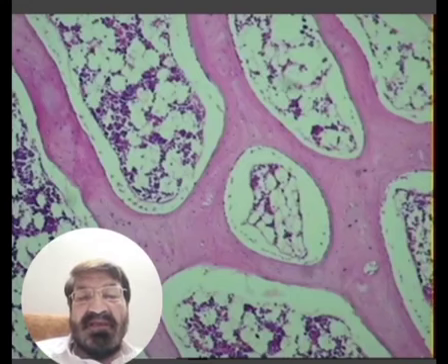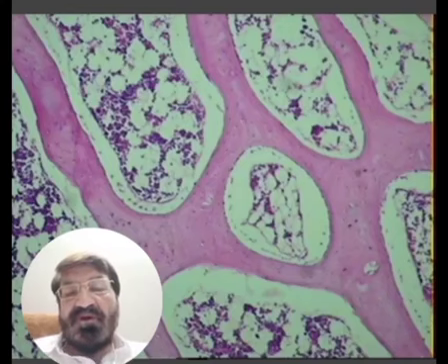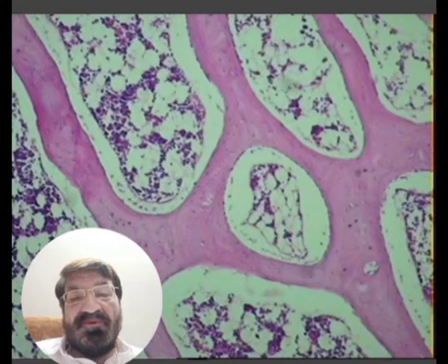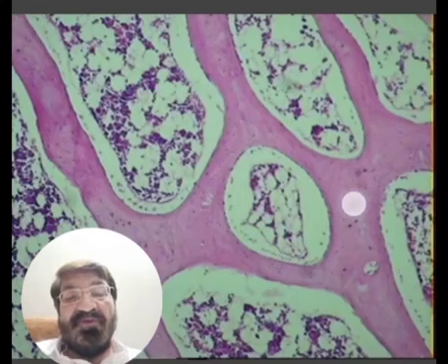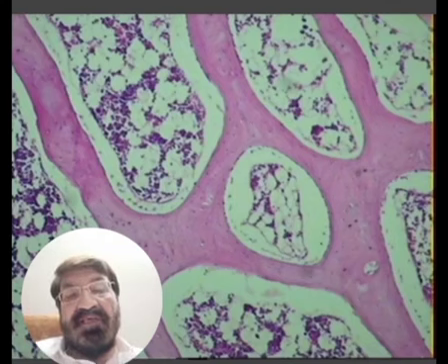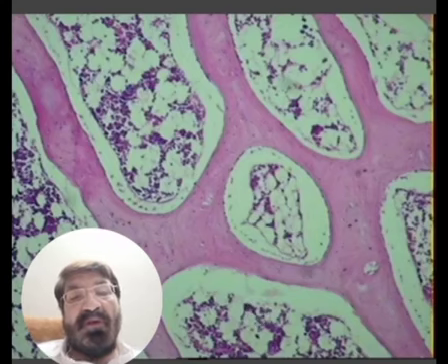This is the practical class, and I am talking about the microscopic picture of different tissues. What is this tissue? It's very fascinating. You can recognize it very easily. There are trabeculae of the bony tissue, and in between there are empty spaces. This is a trabeculum. These are the empty spaces, and these empty spaces are filled with the hemopoietic tissue. This is the bone marrow. Can you see the bone marrow?